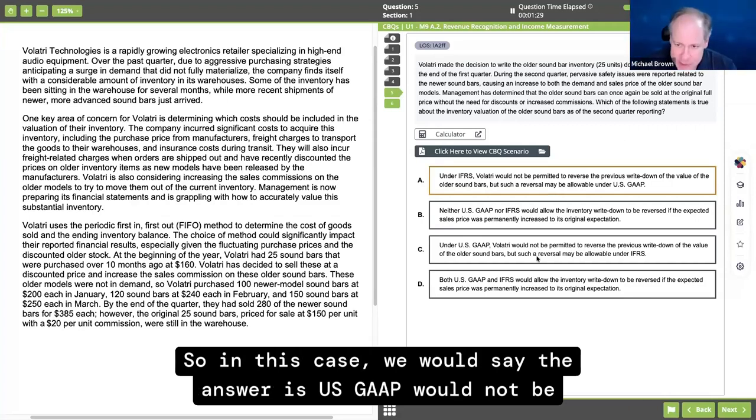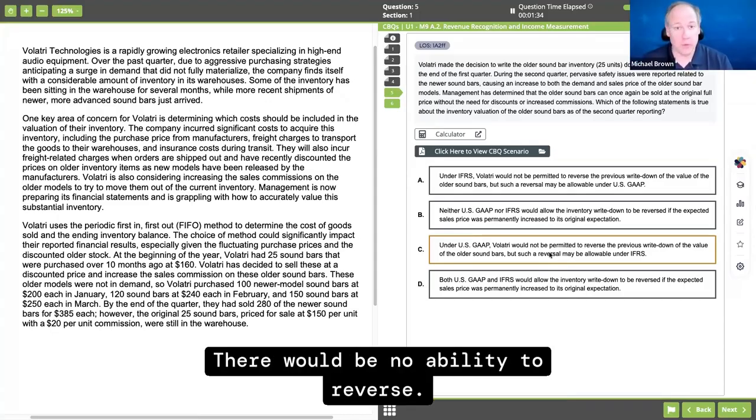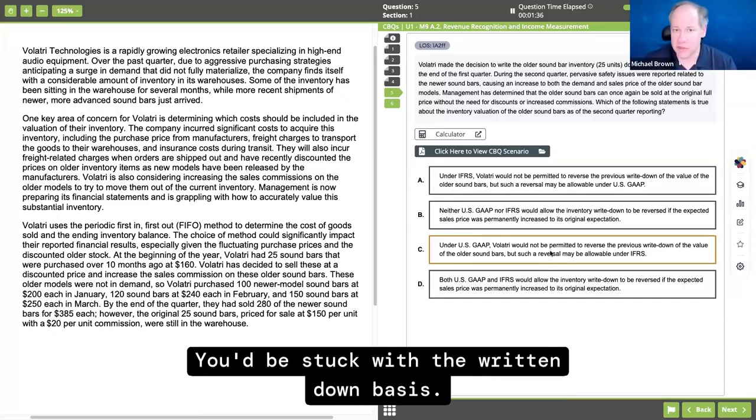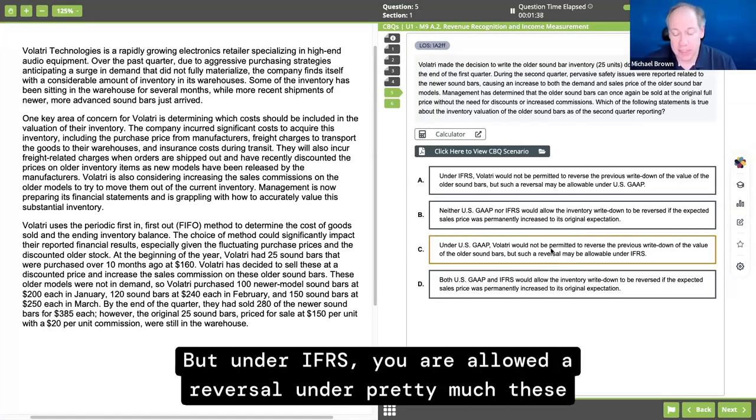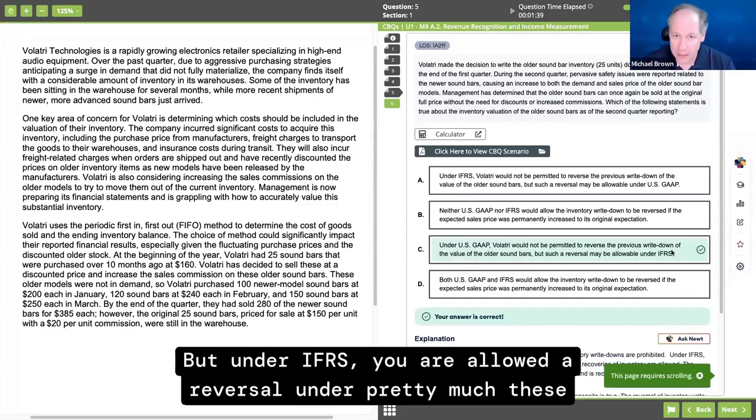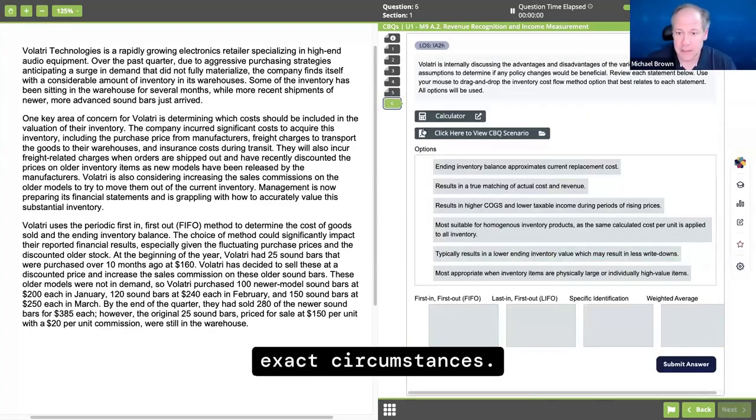So in this case, we would say the answer is US GAAP would not be permissible. There would be no ability to reverse. You'd be stuck with the written down basis. But under IFRS, you are allowed a reversal under pretty much these exact circumstances.